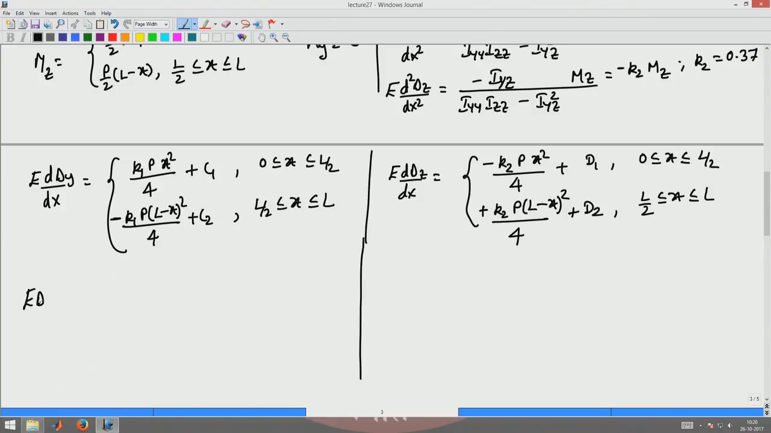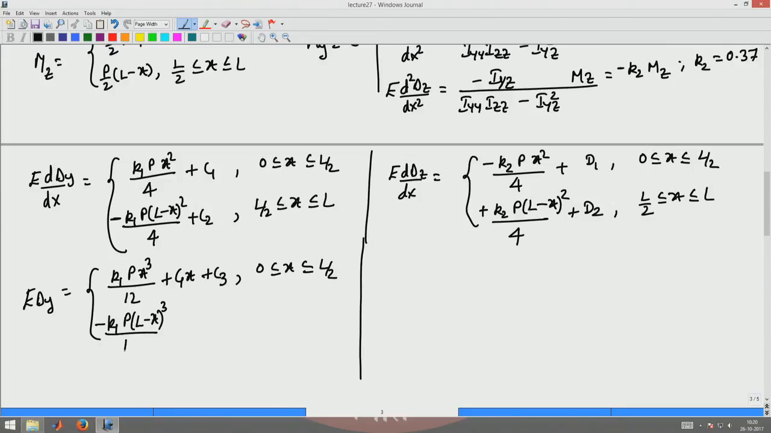I get E times delta y to be k1 P x cube by 12 plus c1x plus c3 for 0 less than x less than L by 2, minus k1 P L minus x cube by 12. I have a negative sign there coming in because of the integration, so that will become positive. I write c2x as minus c2 into L minus x plus c4 for convenience, that you will see shortly. This is the same as c2x, right? I added c2 L, so c4 will adjust itself, that is a constant.